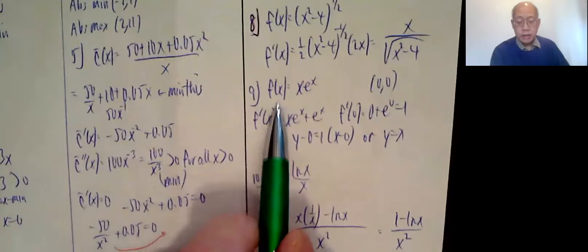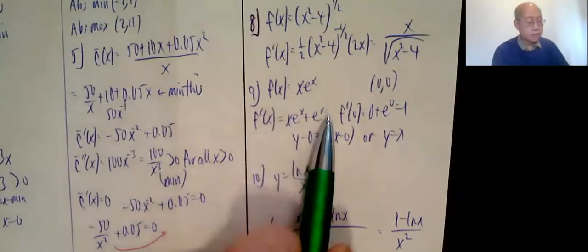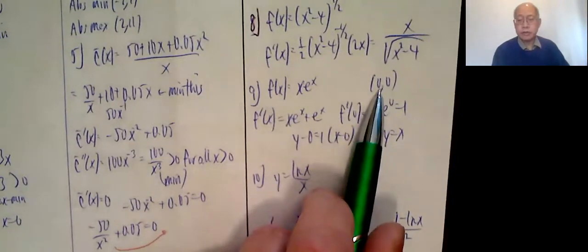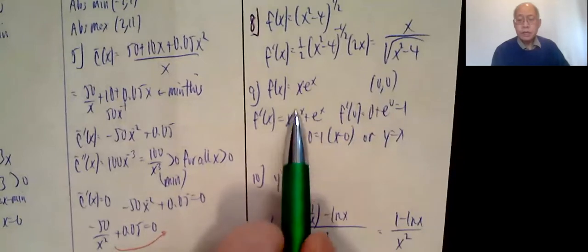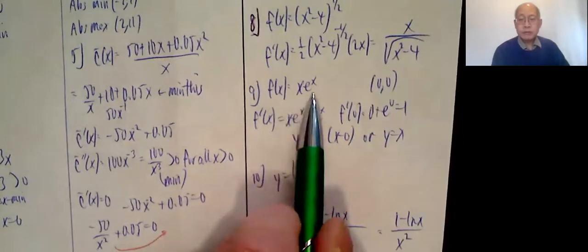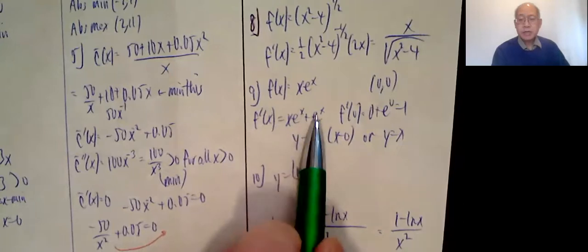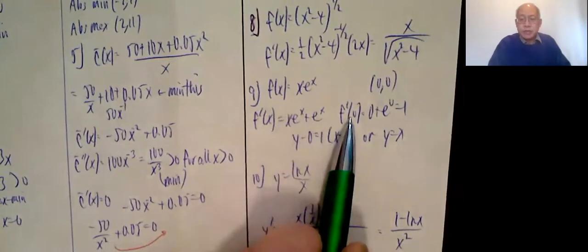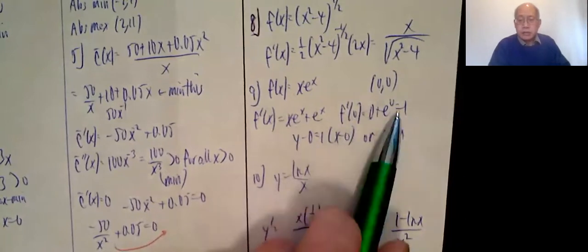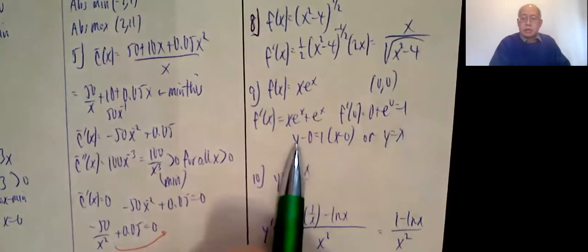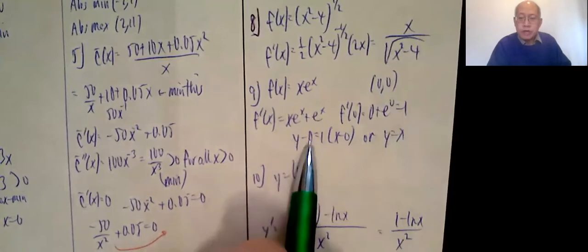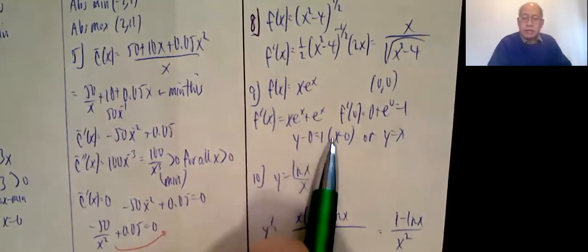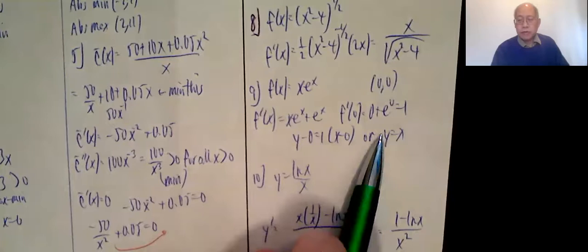Number 9, x e to the x at x equals 0. When you plug in 0, you get 0, so you're at the origin. F prime, first times derivative of the second, x e to the x, plus second function e to the x times the derivative of the first, which is 1. Plug in 0, that gives me 0, e to the 0 is 1. So the slope is 1. So plug it into the point-slope form, y minus y1 equals m times x minus x1, or you can just say y equals x.